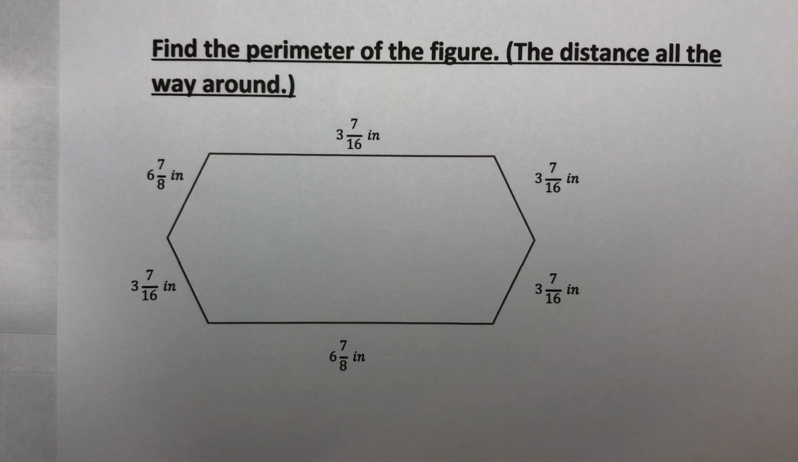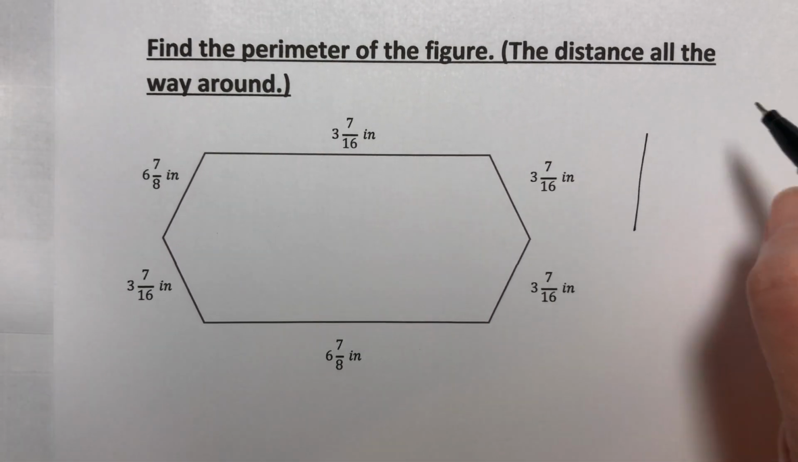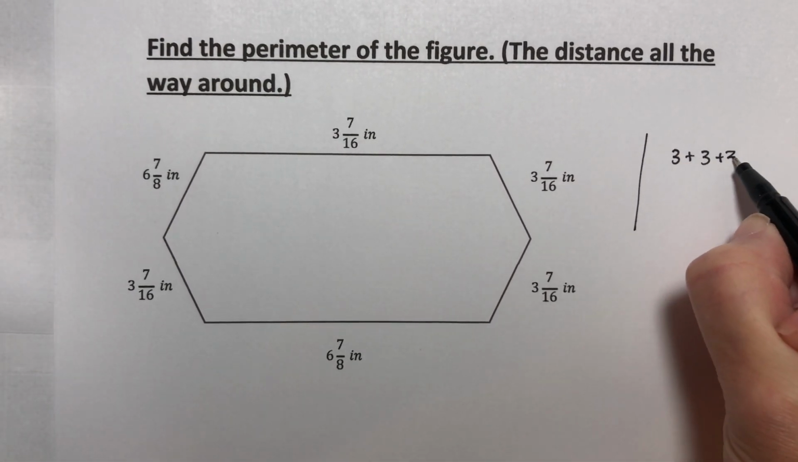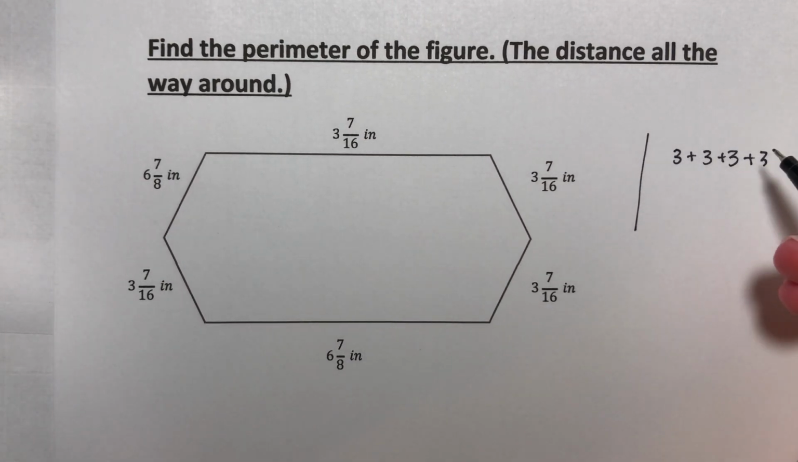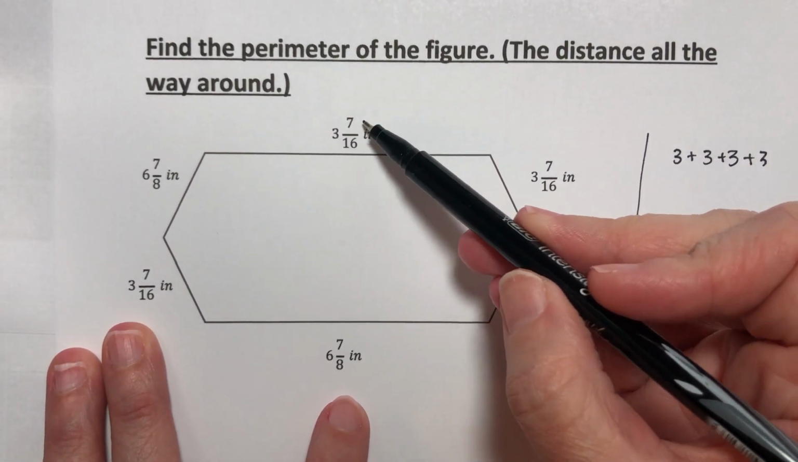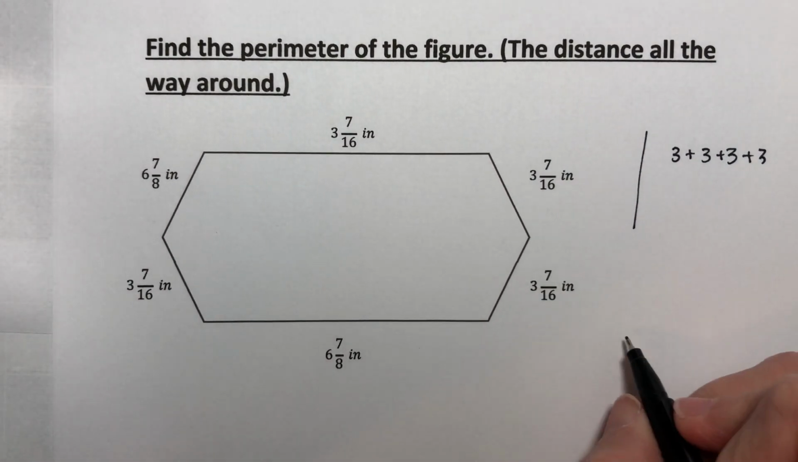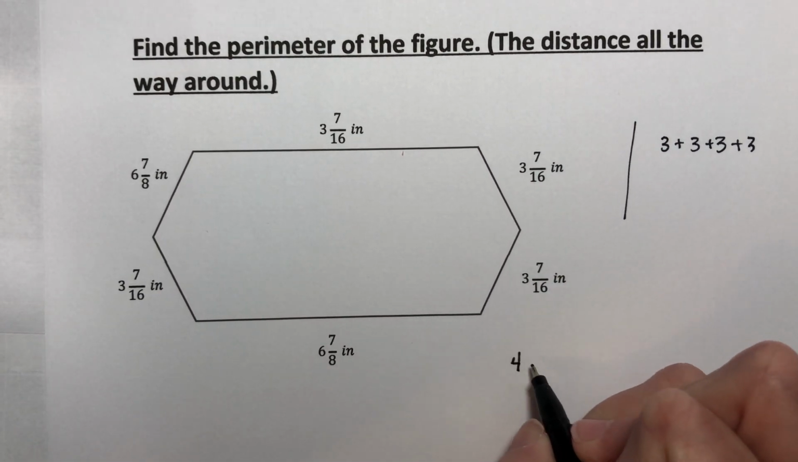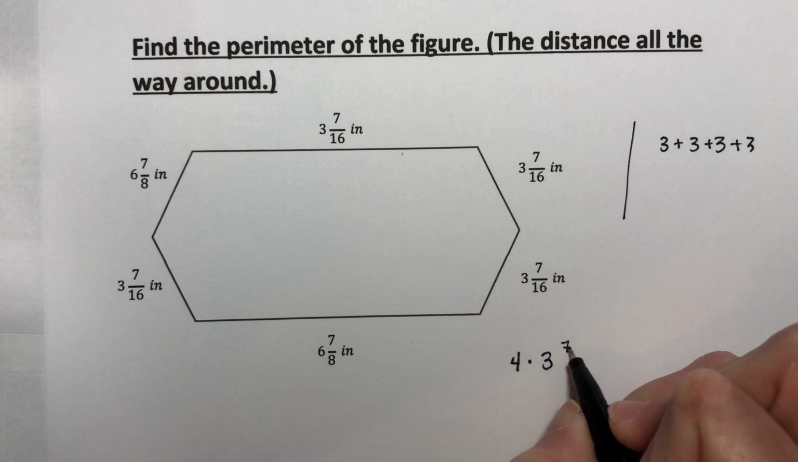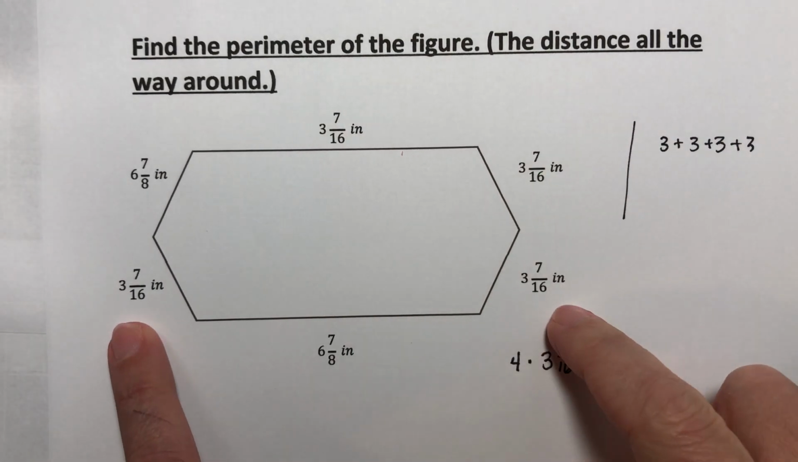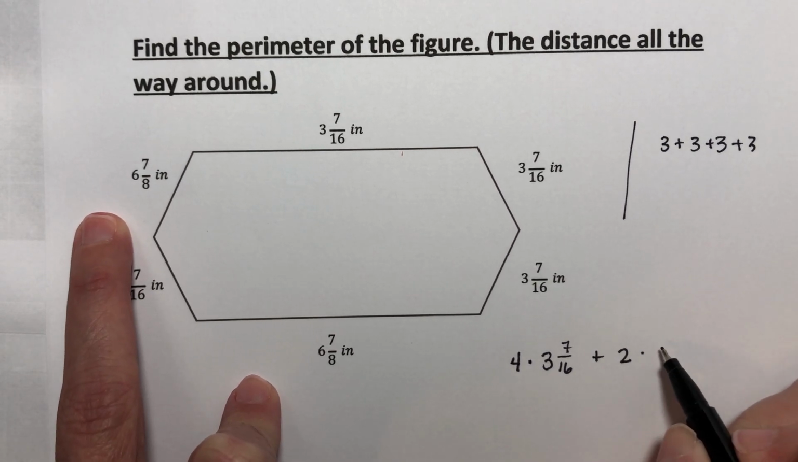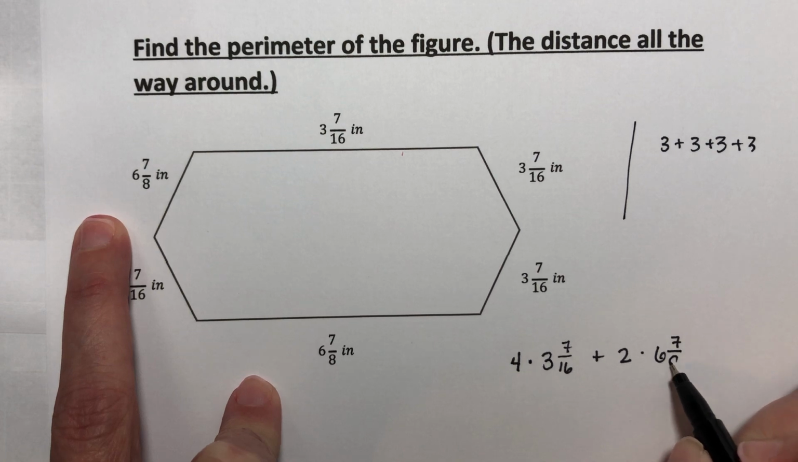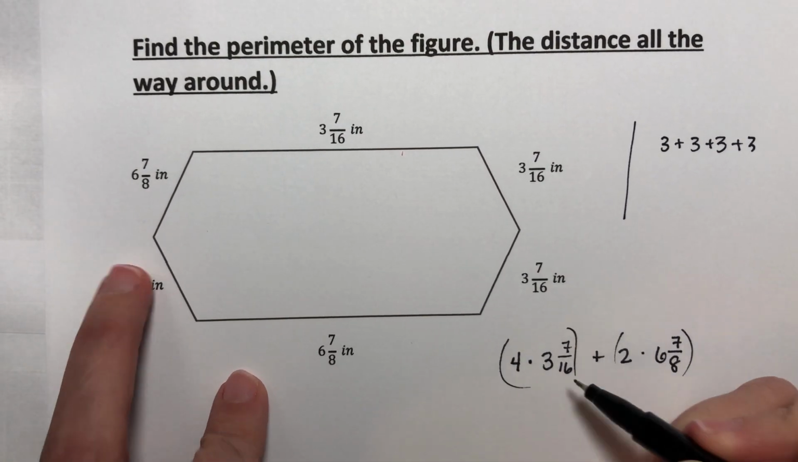Now, if you think about some definitions, this is just an aside here, if I'm adding 3 plus 3 plus 3 plus 3, that's the same thing as 3 times 4, right? Repeated addition is multiplication. So one thing I could do is take 3 and 7 over 16, and I have 4 of them, so I could do 4 times 3 and 7 over 16. That would give me how much these add up to. And then I could do the same thing here, except multiply it by 2, which is definitely an option. Okay, so I could do those and then add those together.